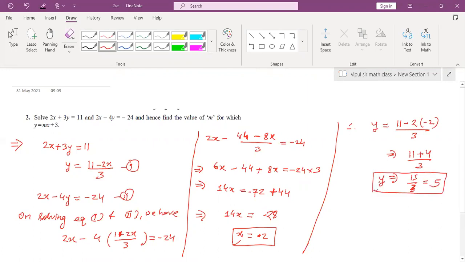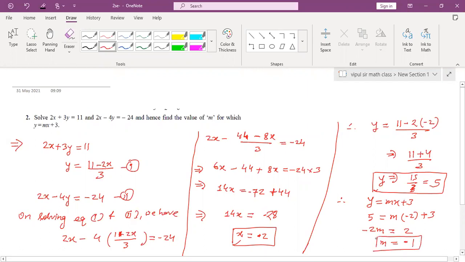Now we have the values of x and y and we are supposed to find the value of m in the equation y is equal to mx plus 3. Substituting the values, y is 5, is equal to m times the value of x, minus 2, plus 3. It will be minus 2m is equal to 5 minus 3, which is 2, and therefore m is nothing but minus 1.